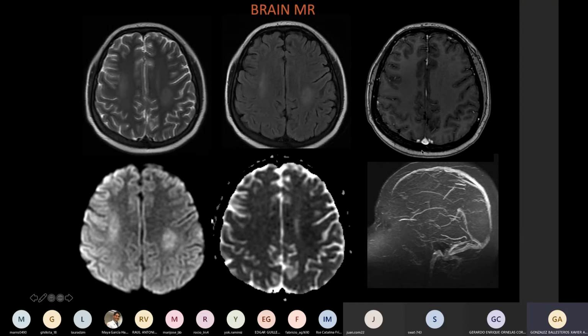This time, gadolinium was administered, and the T1 post-gadolinium sequence showed no pathological enhancement in the corresponding areas or in another location. Here we can see the diffusion and ADC map that showed a partial resolution on the ADC map. And also an MR angiogram was performed, which shows the circle of Willis was unremarkable and no dural venous sinus thrombosis was seen.